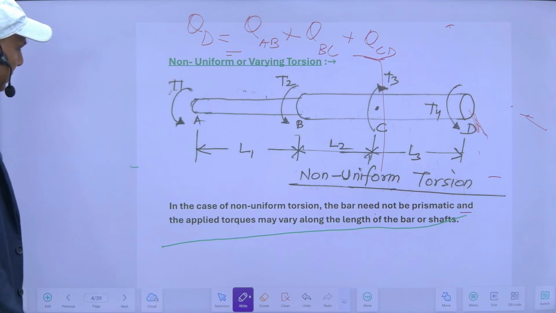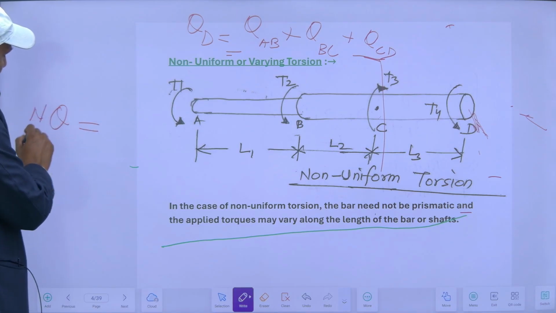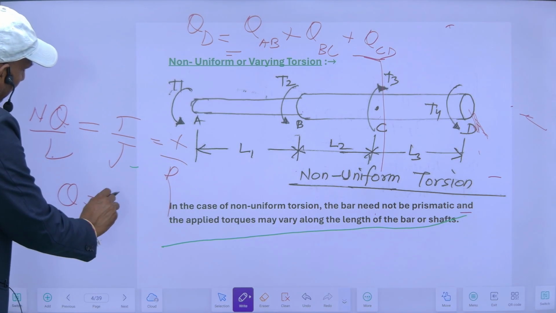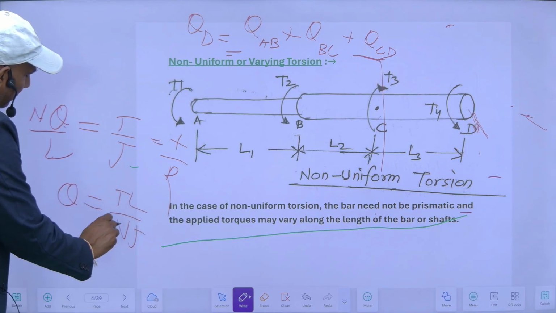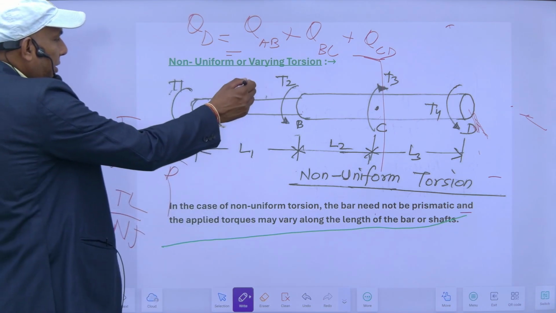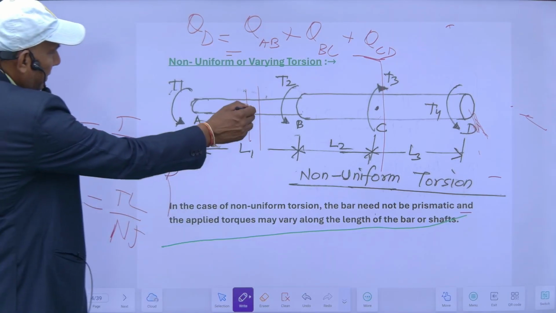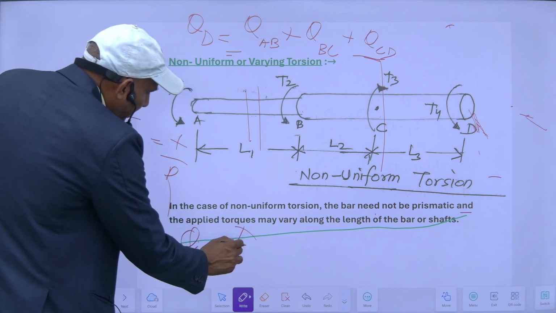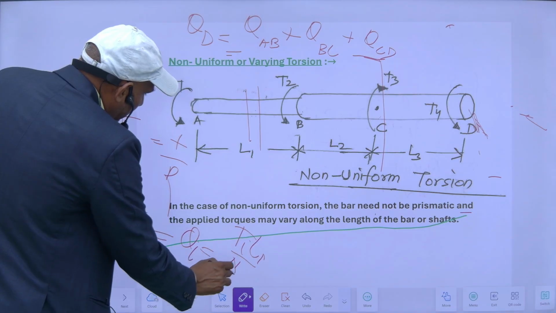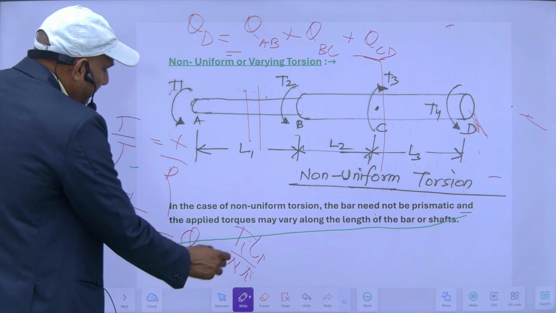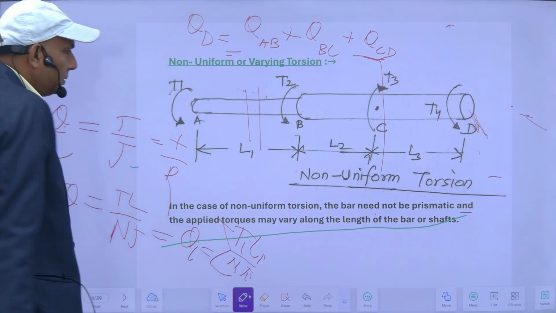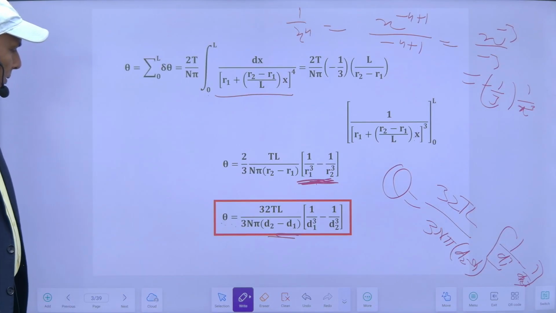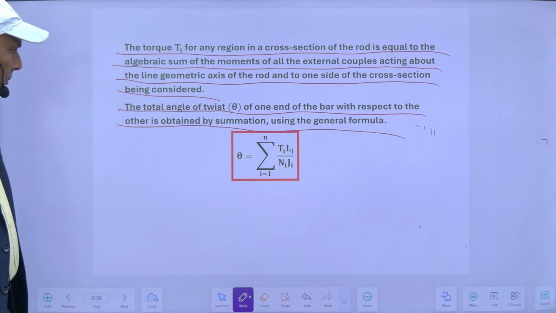And this will be equal to, as we know, T upon J is equal to G theta upon L is equal to tau upon R. That was my formula. So theta will be equal to TL upon GJ. So for any section here, if I want to know the theta of this region, suppose this is theta i, this will be equal to the torque Ti, Li, over Gi Ji, if G is constant, and I will do the summation. So the summation of all this will give the total angle of twist. So this is my formula.